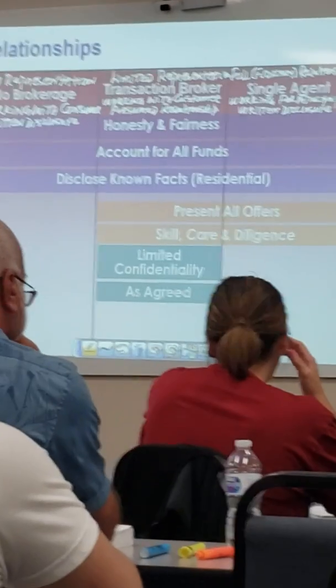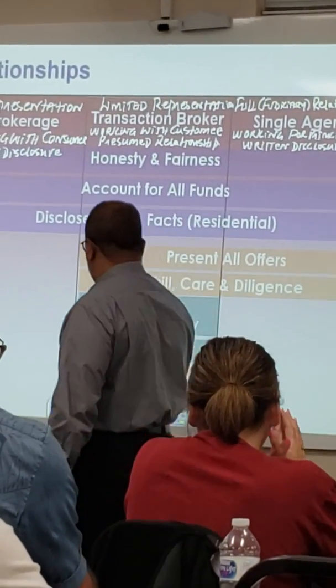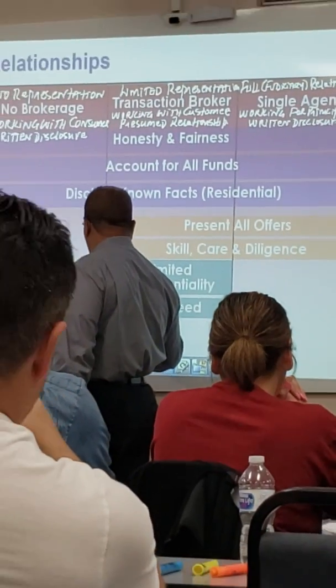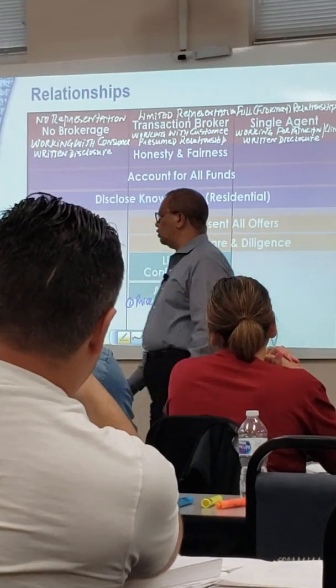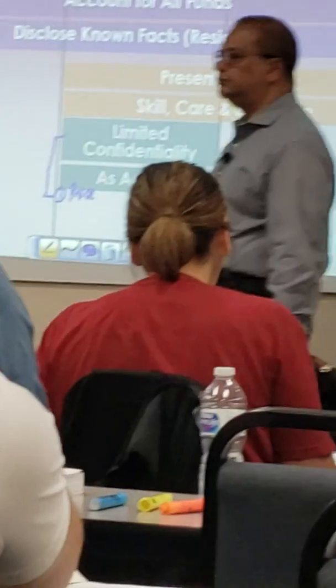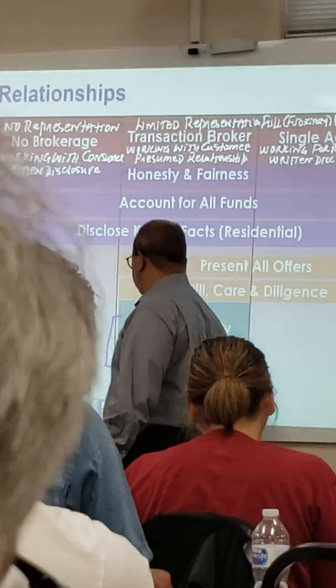Skill, care, and diligence. Then, as the broker continues to offer a limited form of representation, and the person the broker is working with is called a customer, the broker has a duty of limited confidentiality. And limited confidentiality comes in three forms. Let me write these three forms here. The first of the three: the broker cannot discuss price. Price is confidential. Cannot discuss terms and conditions. Whatever those terms and conditions are on the offer, can't discuss them. Can't say, well, it'll be different. This is what it is.